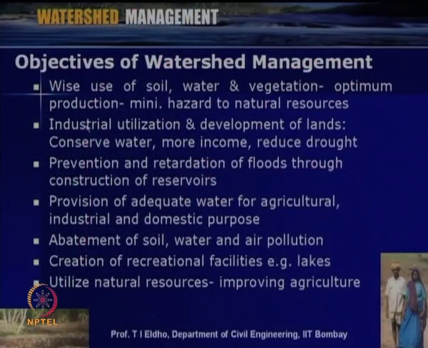Then a second objective can be the industrial utilization and development of lands. Here we conserve water so that we can have more income, and then reduce the drought.